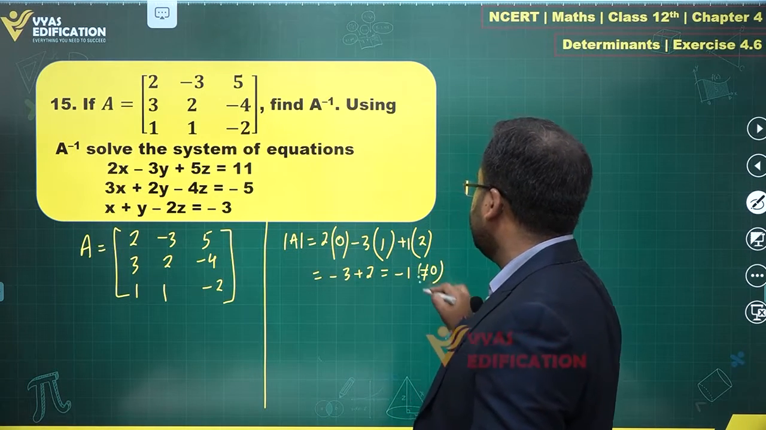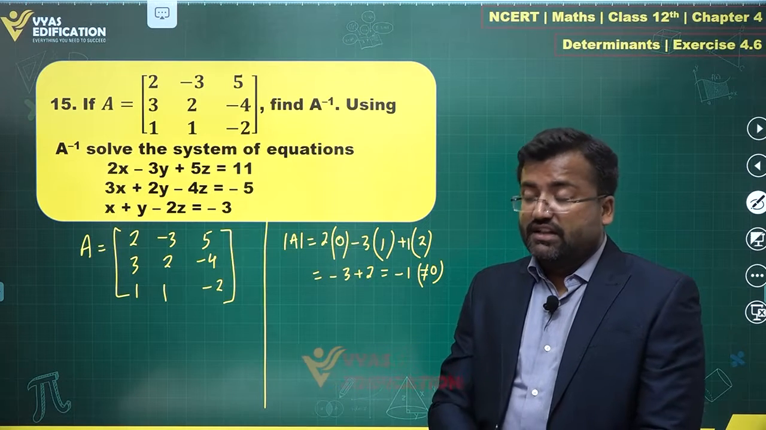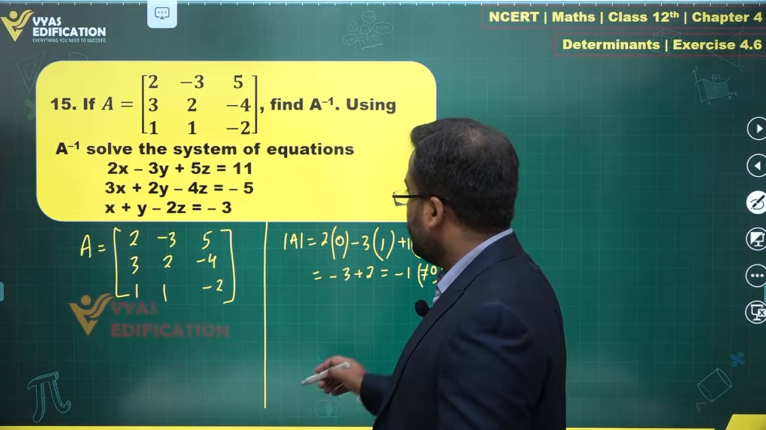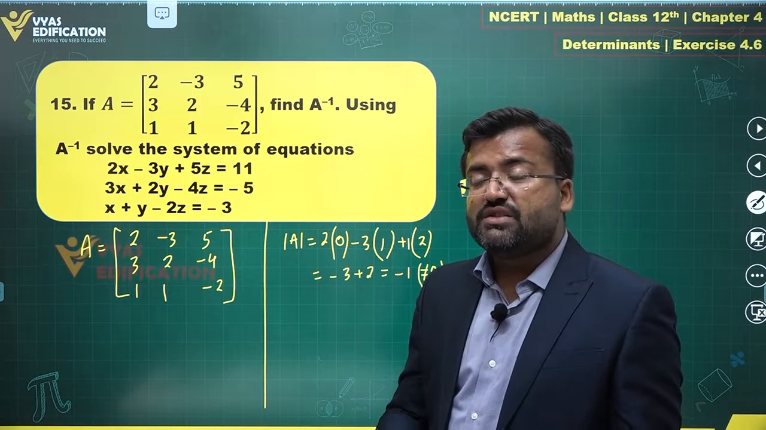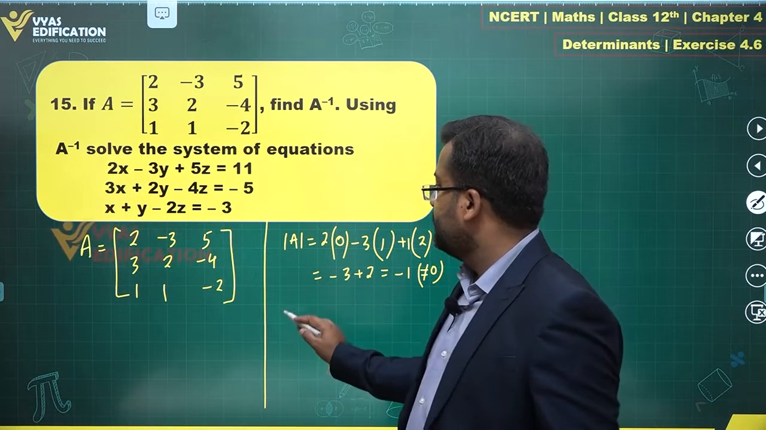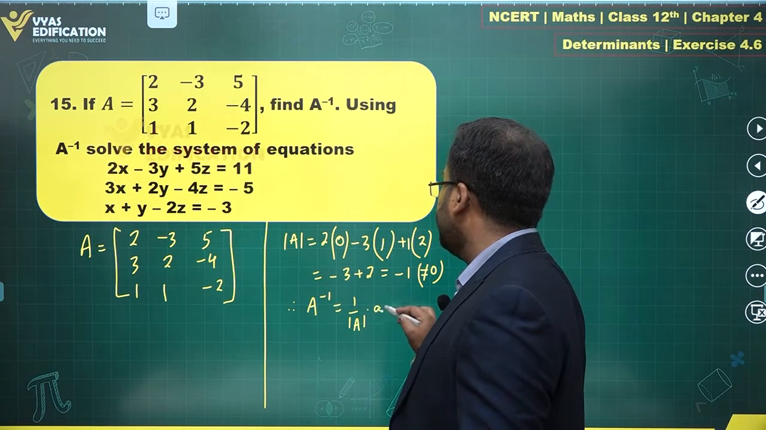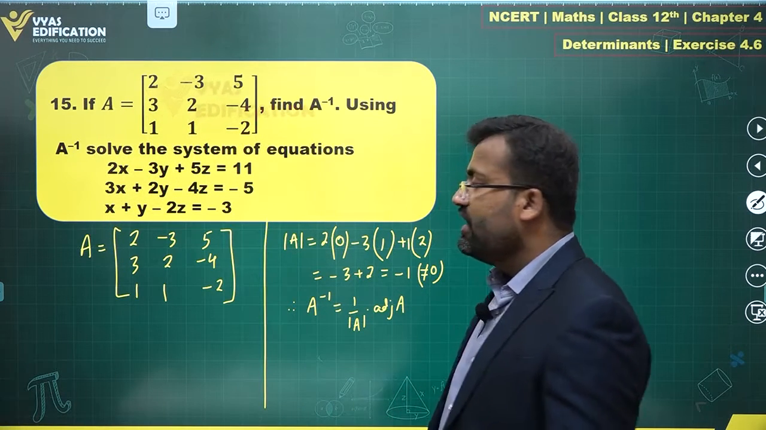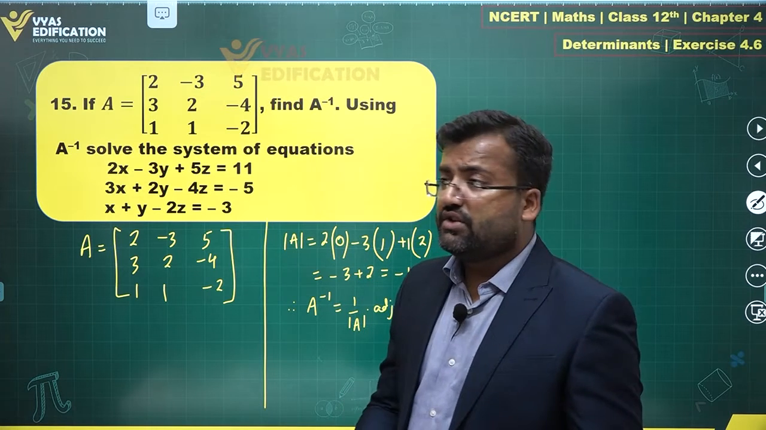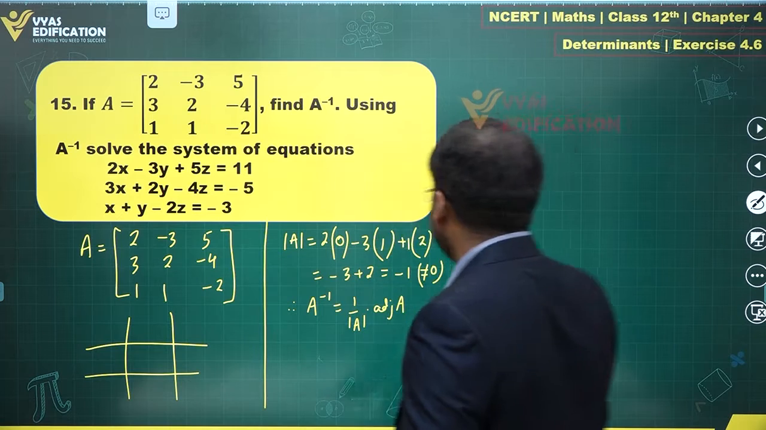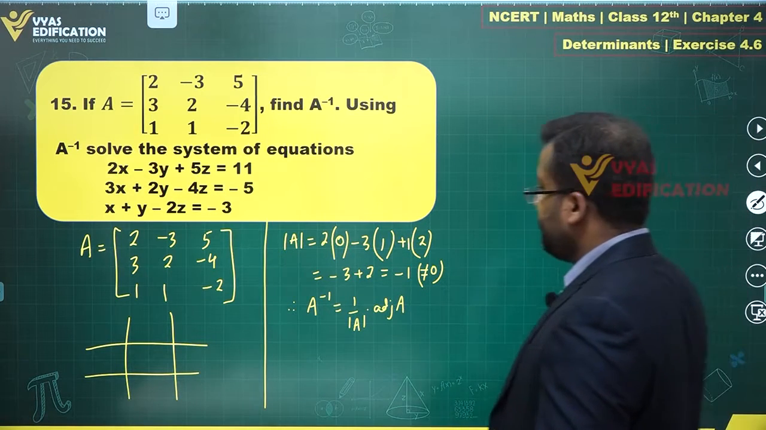Since the determinant is non-zero, therefore the inverse will exist. Therefore A inverse exists. And how do we find the inverse? By finding the adjoint. So A inverse is equal to 1 over determinant of A times the adjoint of matrix A. Now how do we get the value of the adjoint? Adjoint is very simple. If you can find the cofactor matrix, you can easily get the adjoint. So let's find the cofactor matrix.